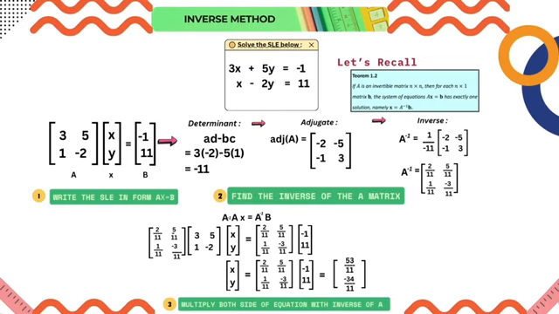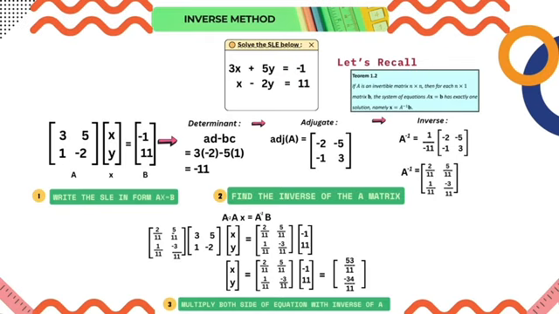Okay, next, let's do an example of a question that uses the inverse method to solve a system of linear equations. The equations are 3x plus 5y equals -1, and x minus 2y equals 11. First things first, we must write the SLE in the form of Ax equals B. So the matrix becomes [3, 5; 1, -2], times [x; y], equals [-1; 11].